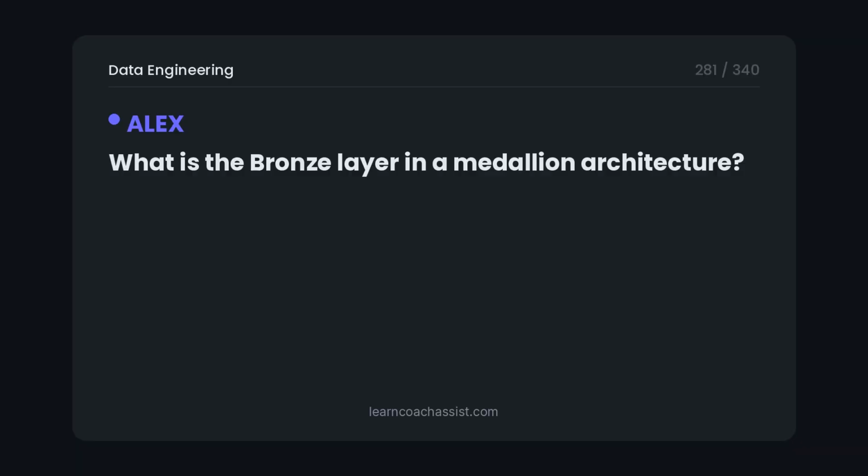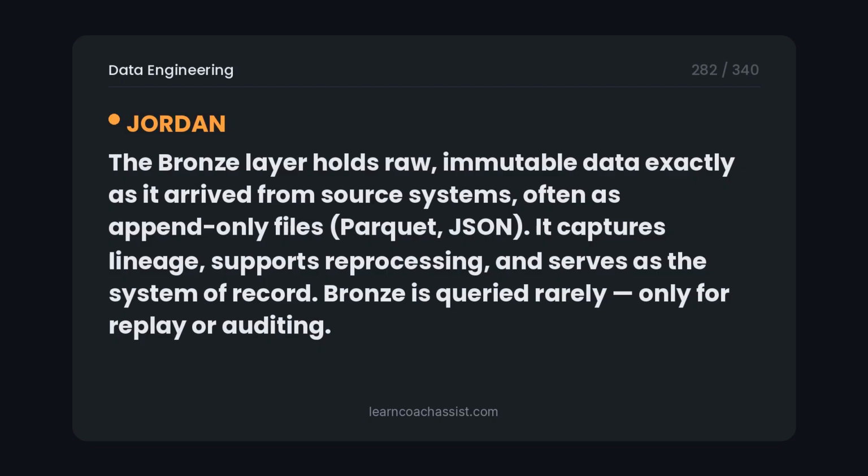What is the bronze layer in a medallion architecture? The bronze layer holds raw, immutable data exactly as it arrived from source systems, often as append-only files, Parquet, JSON. It captures lineage, supports reprocessing, and serves as the system of record. Bronze is queried rarely, only for replay or auditing.